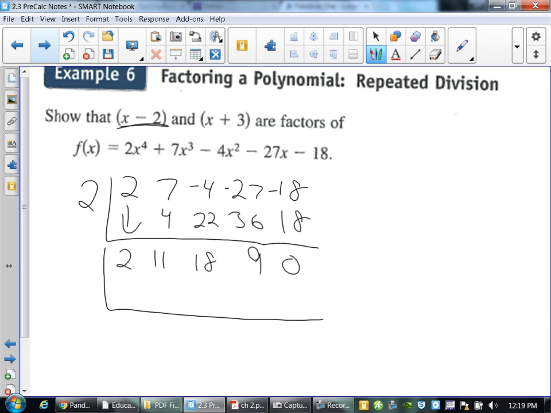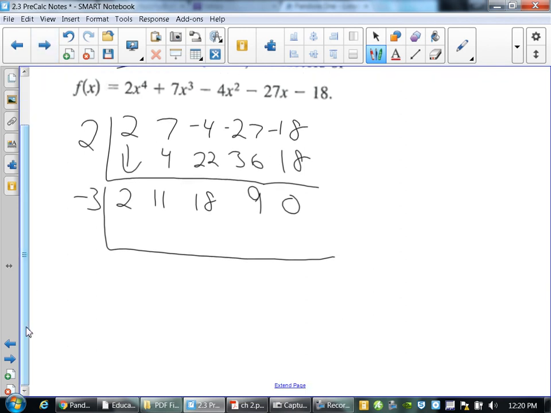So if this one worked, I can check it again right away with the next one, because it should still be a factor of it. So I just go again. Drop the 2. 6, 5, 18, 15. Oh wow, look at that. We win. Yay.